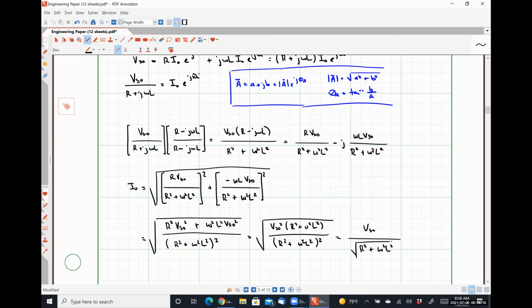So our magnitude, with, in my opinion, considerably less work than we had to do previously, gives us the exact same result as we had.